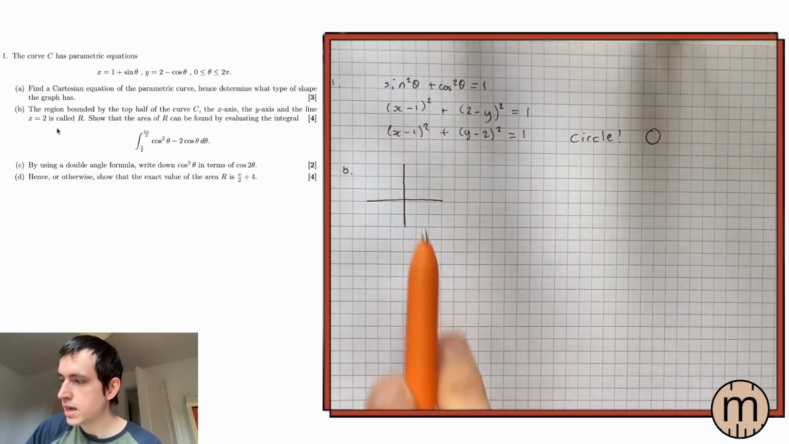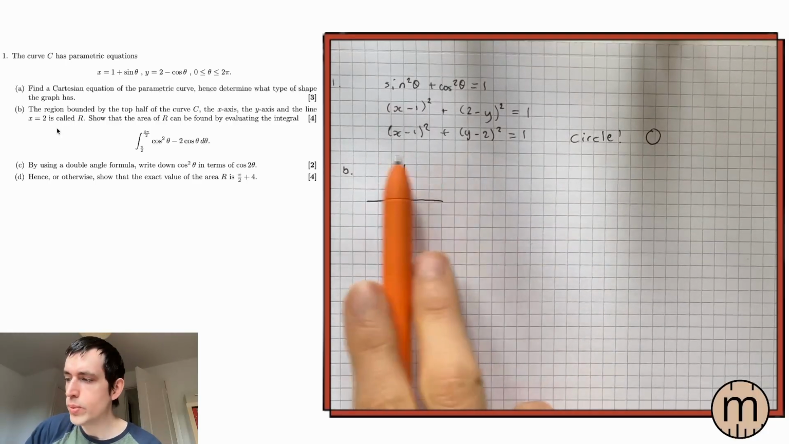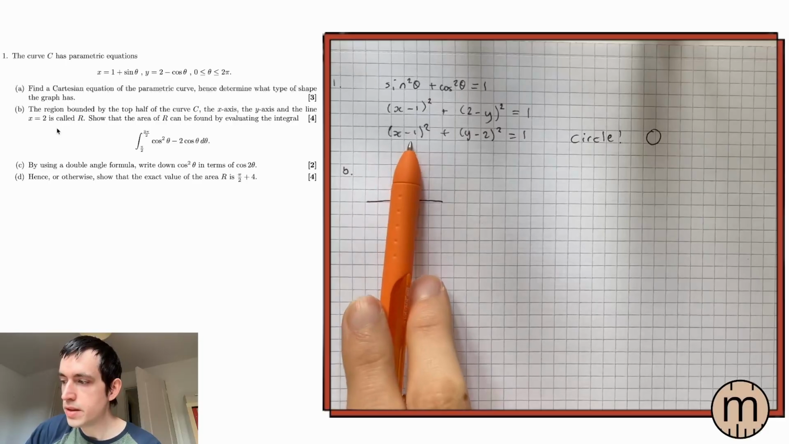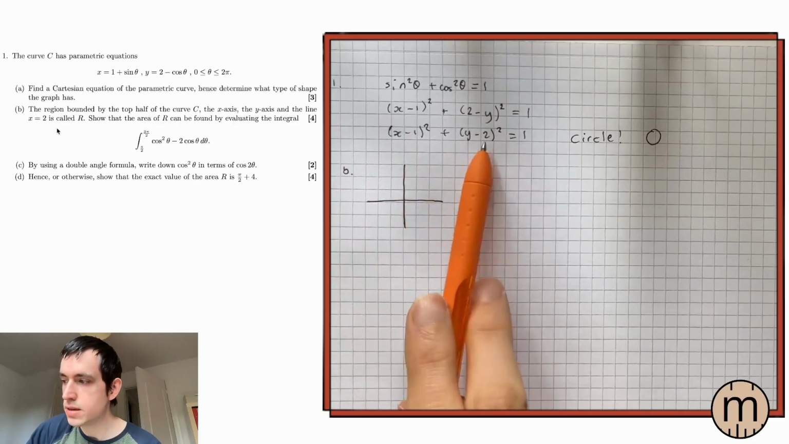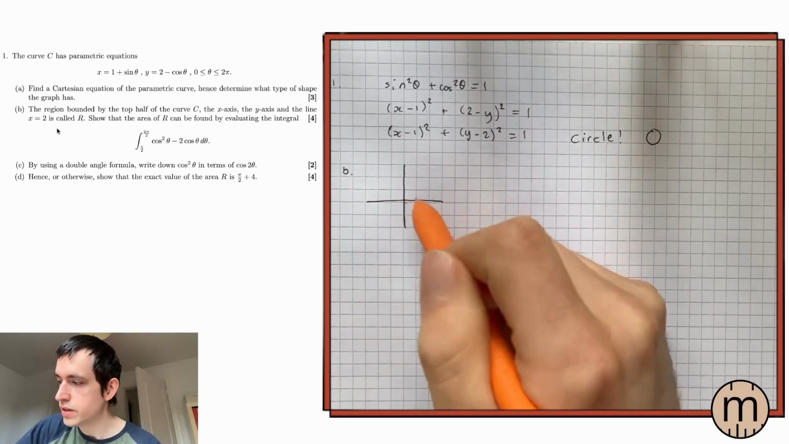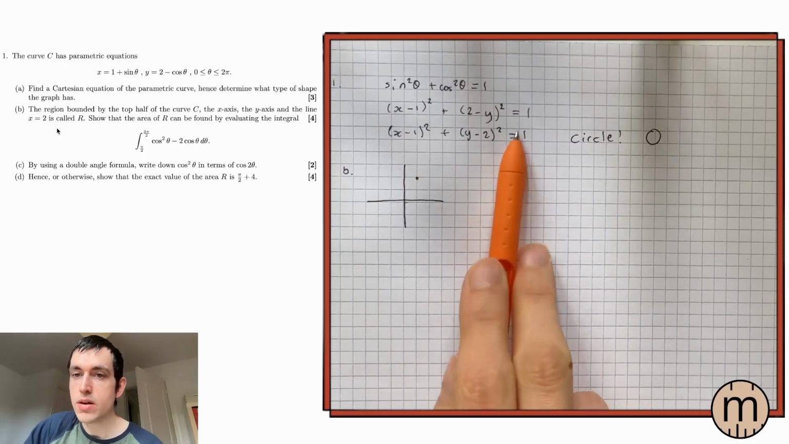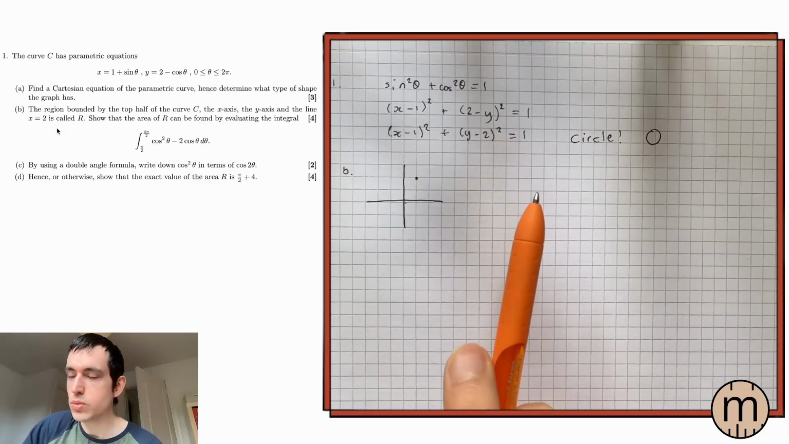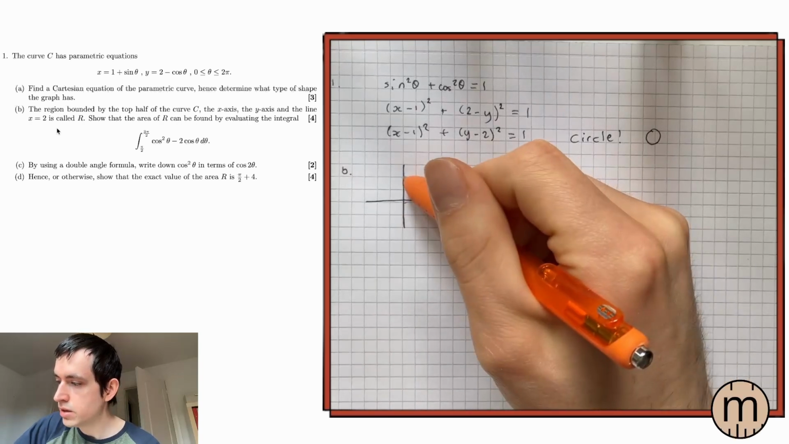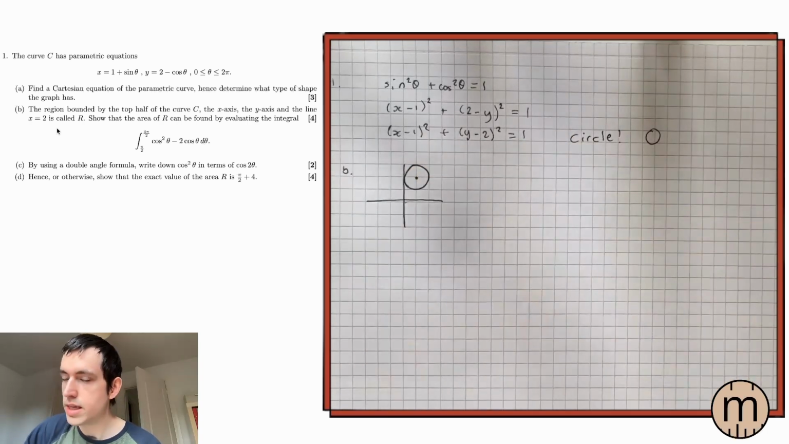So I'll draw my axes. This is a circle, but we need to actually know where it is. Remember that this number 1 and this number 2 represents the centre of the circle, like this, and this number over here, okay, we have to square root it, still equal to 1, that represents the radius. So the circle is going to go here.